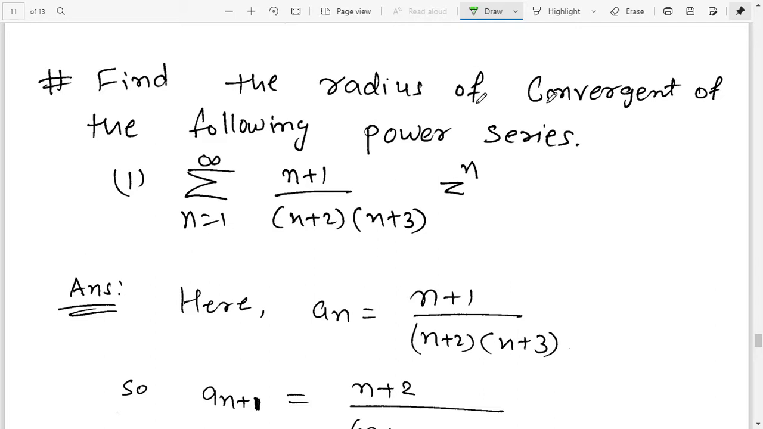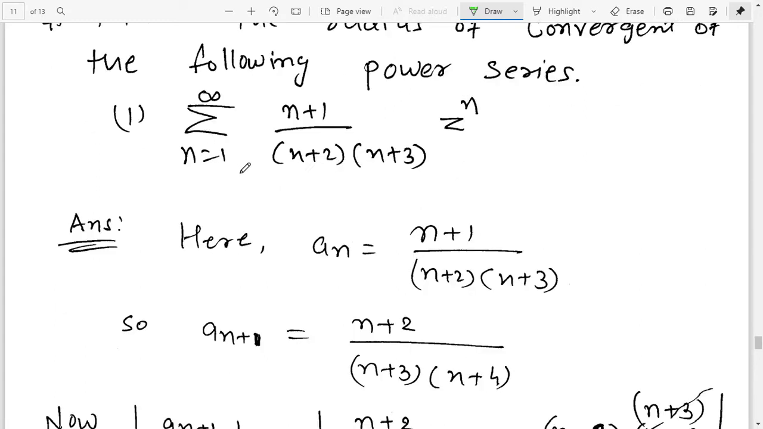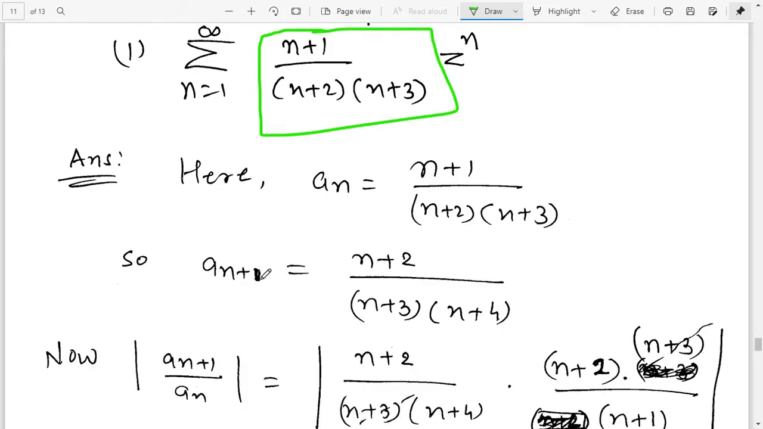Find the radius of convergence of the following power series. First, summation n equals 1 to infinity of (n plus 1) upon (n plus 2) into (n plus 3), into z raised to n. Answer: here a_n is equal to (n plus 1) upon (n plus 2) into (n plus 3), and a_(n+1) is equal to (n plus 2) upon (n plus 3) into (n plus 4).